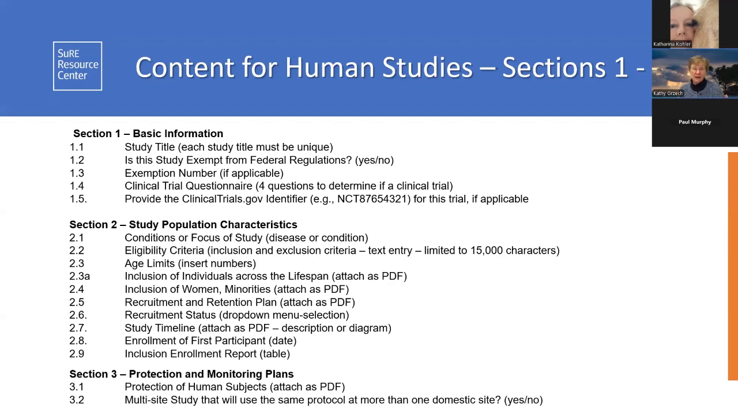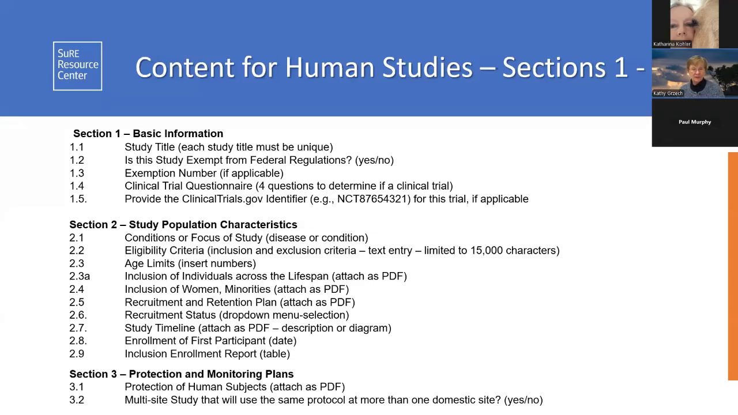You'll have your conditions or focus of study, what the disease or condition is, so you might say diabetes mellitus, eligibility criteria, inclusion and exclusion criteria. This is a text field that is limited to 15,000 characters. You'll notice that there's a mix here. Sometimes you have to fill in a text field. Sometimes you do a drop down of a yes or no. Sometimes you have to go off and write up a document and attach it as a PDF. So you want to be really alert to what each field requires.